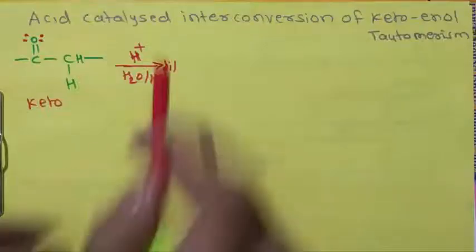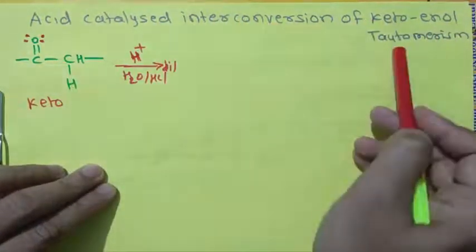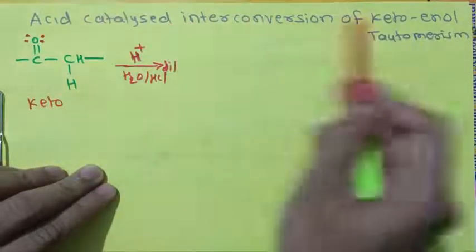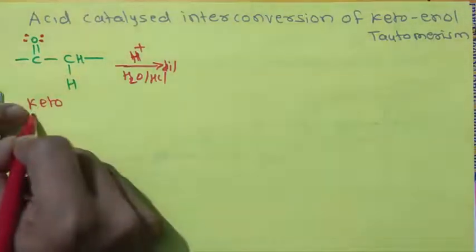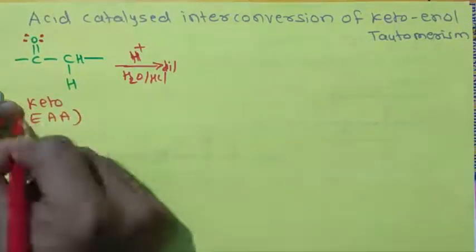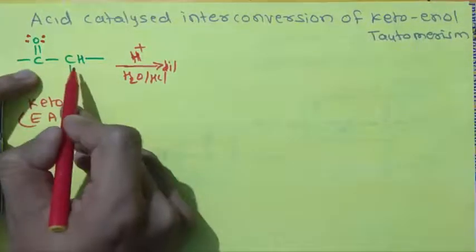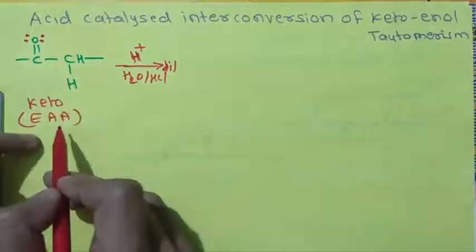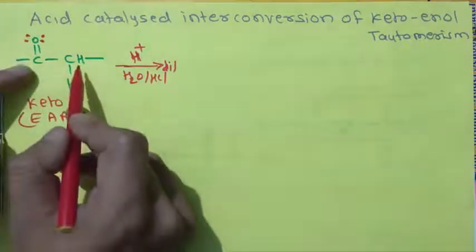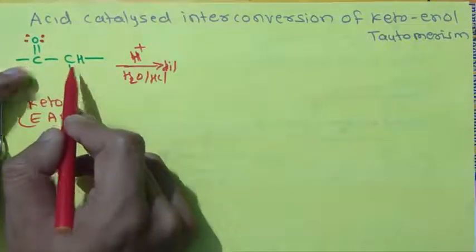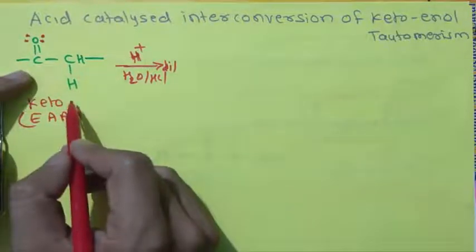See, this is the acid catalyzed interconversion of keto-enol tautomerism. This is ethyl acetoacetate. We can take only this moiety, the active methylene group and the carbonyl group, from the ethyl acetoacetate. I cannot write down the whole structure. I can write down only the in-between structure, the carbonyl group and methylene group. It is the keto form.